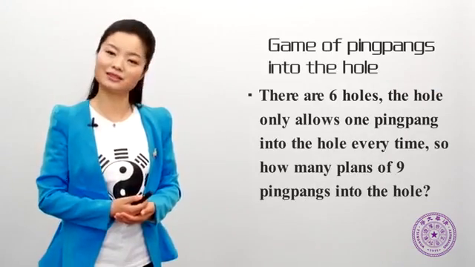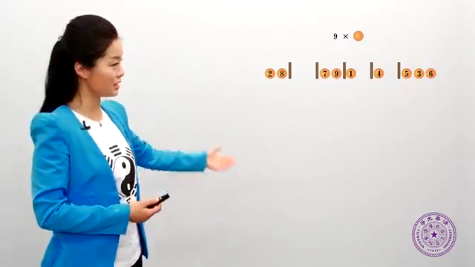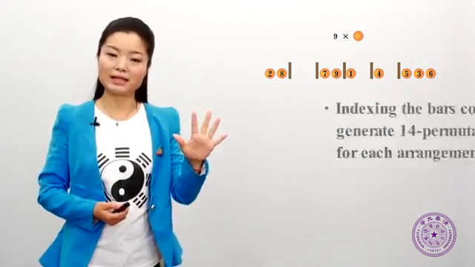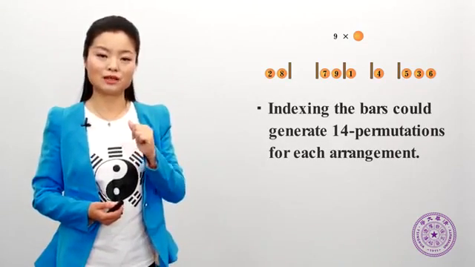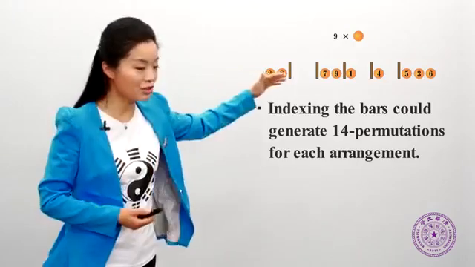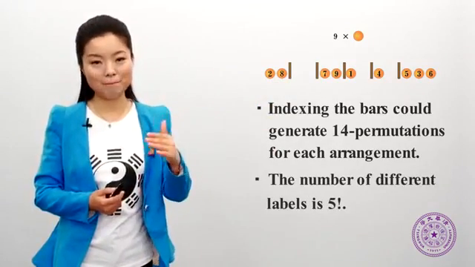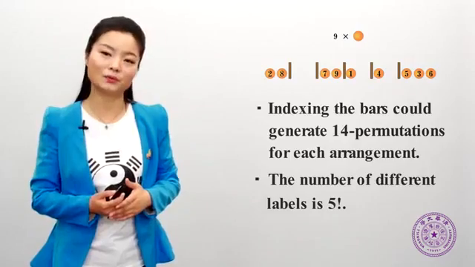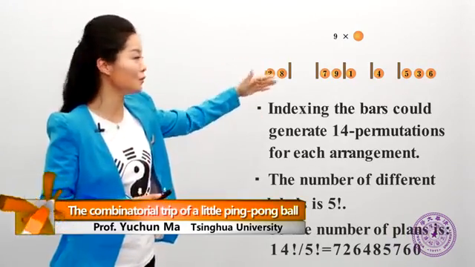So now we find out that this problem is actually quite simple. First, there are 5 bars and 9 numbers. So there are a total of 14 different elements. They form a permutation of 14, which is 14 factorial. Then we need to divide it by the redundancy rate of labels. So 14 factorial divided by 5 factorial is the answer.